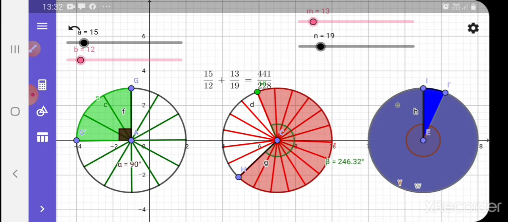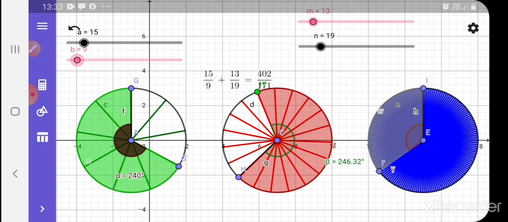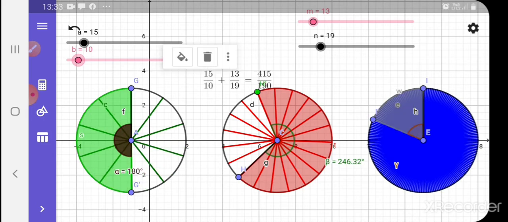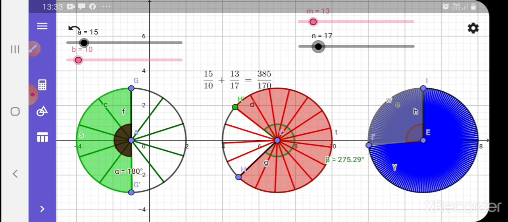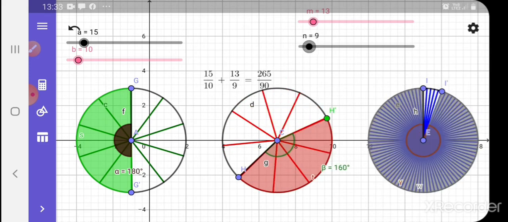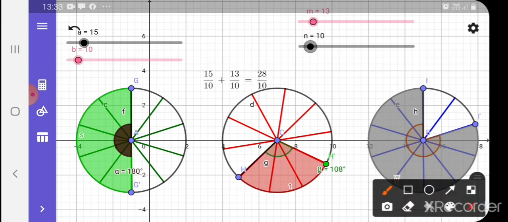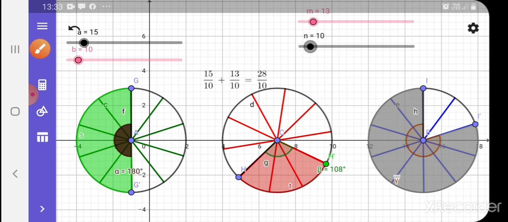Now I am fixing the denominator as a fixed number, say 10, in both cases. Now you see the first: this circle is divided into 10 parts and this is also divided into 10 parts. Now you fix the numerator.